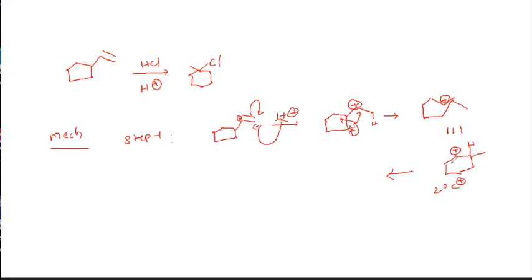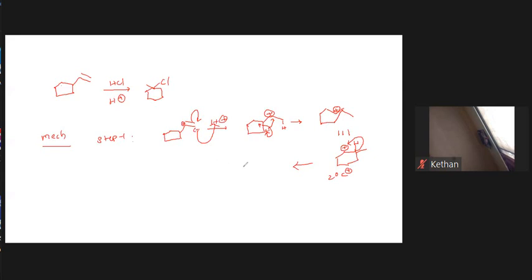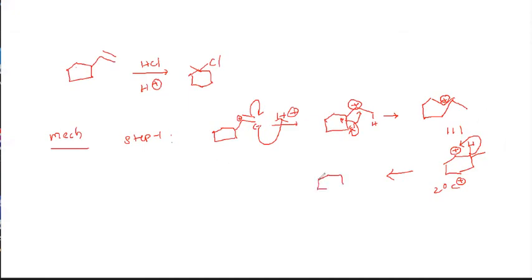Then this hydrogen is shifted to here. Then we get a tertiary carbocation. This is a carbocation. Now the last step: HCl gives H plus and Cl minus. This Cl minus attacks this particular carbocation. Then here we form chloromethyl cyclohexane. This is actually the final product. Right? Once you check it out.